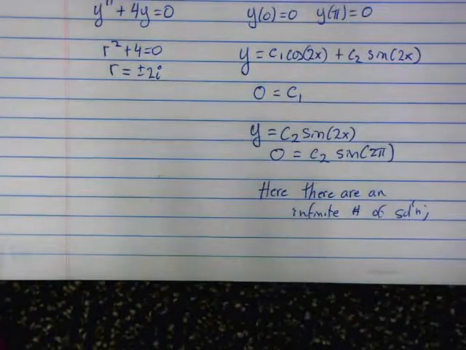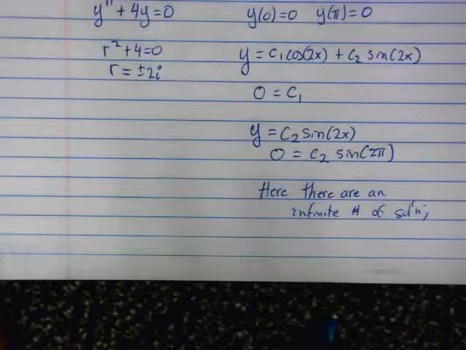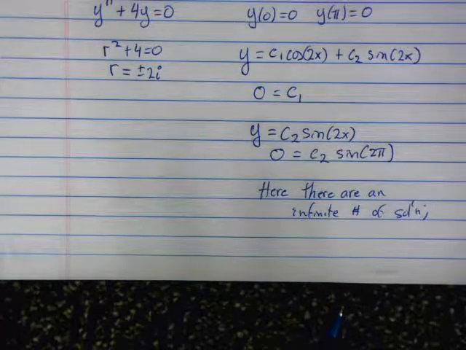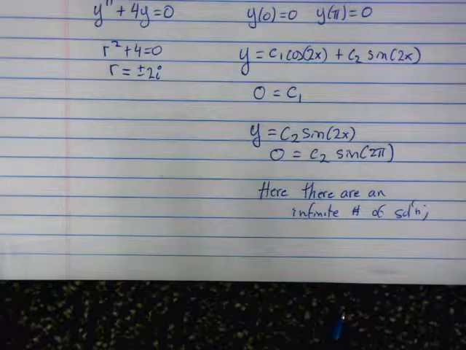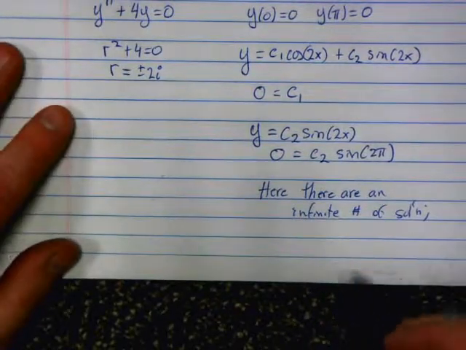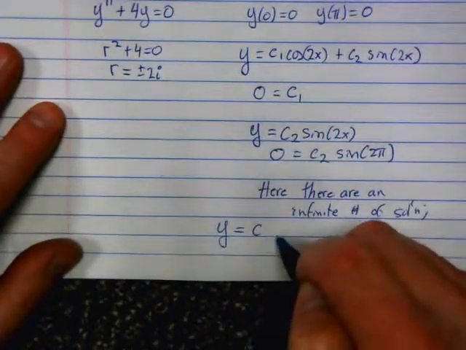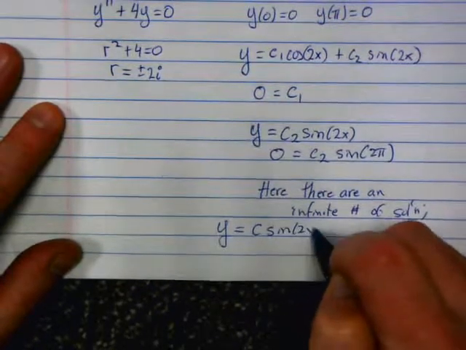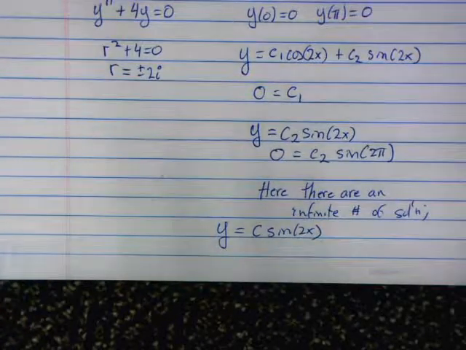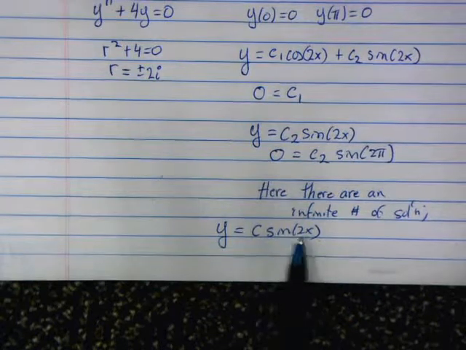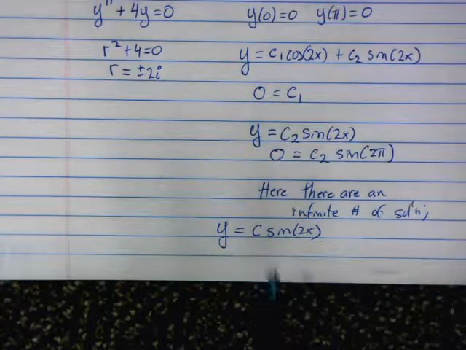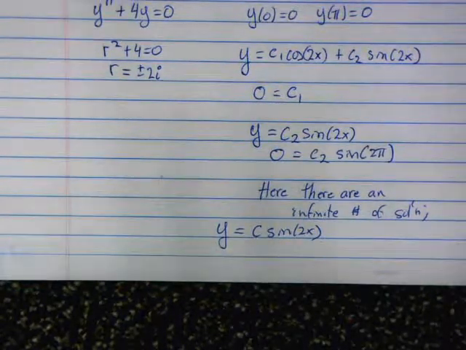Is it because 4 is even? That would be an excellent question. Why did 4 work and 3 didn't? We'll answer that in a minute. So the solution this time is y equals c sine 2x, where c can be any number in the world you want it to be.